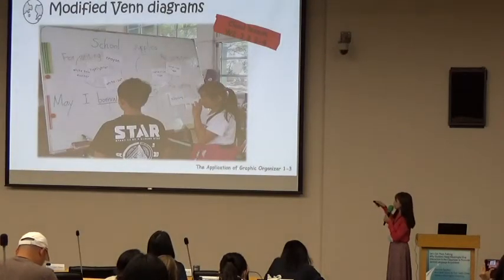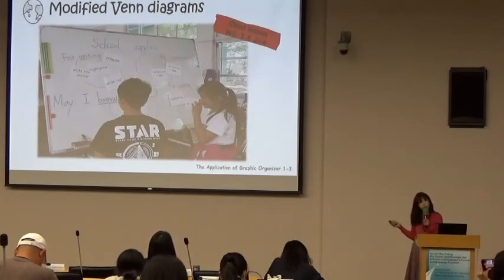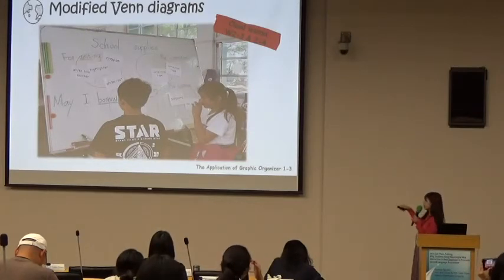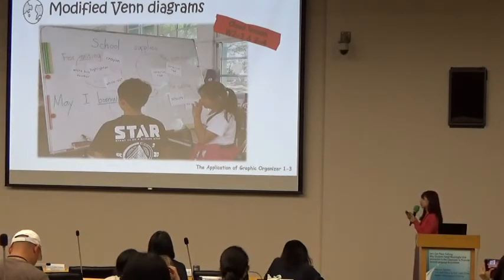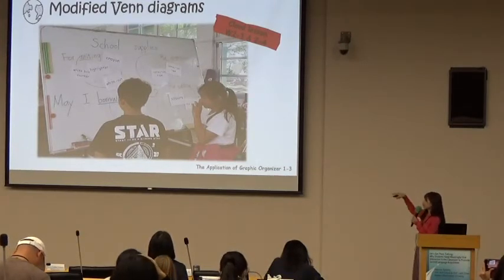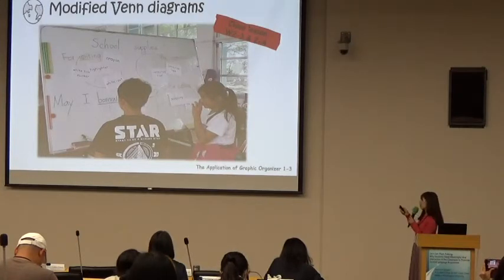Alright, and this is a modified Venn diagram. This is school supplies. And we teach students how to say these words, because they use these words a lot. And they especially like to borrow something from their classmates. So right now they know how to say, may I borrow, could I borrow your something, could I use your something? So I think it's very practical and related to their real life.